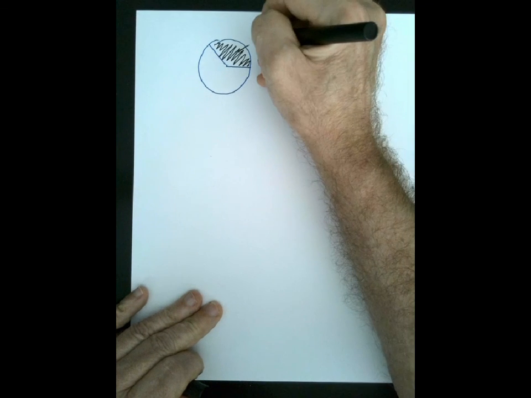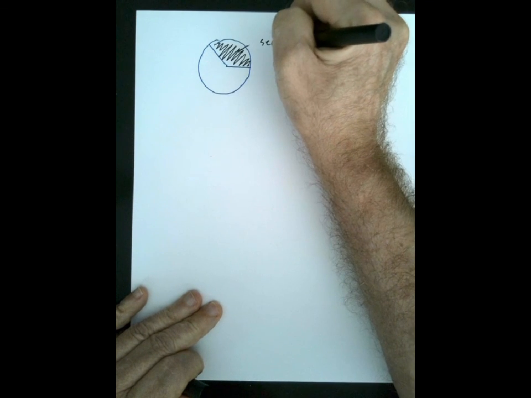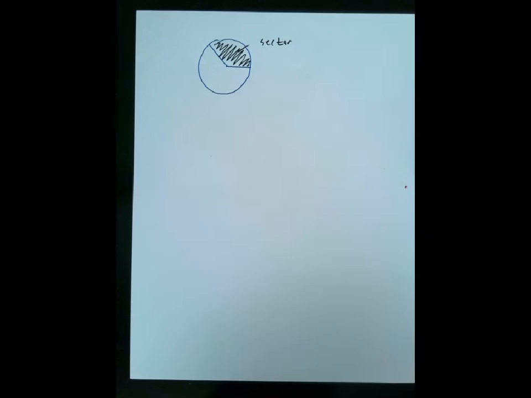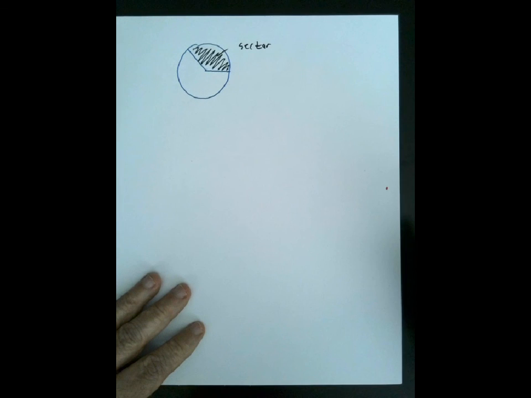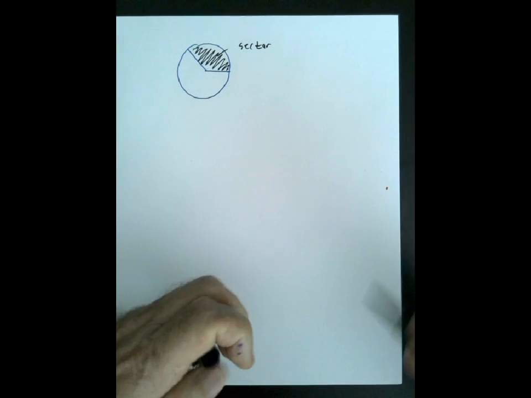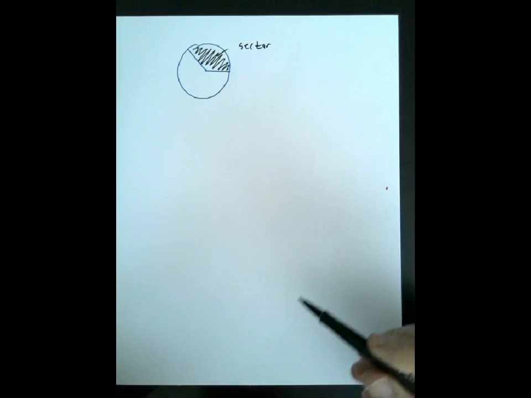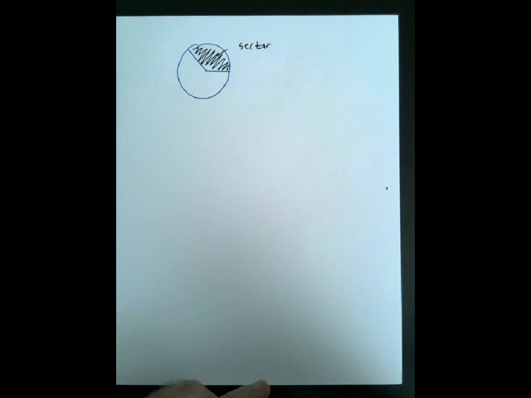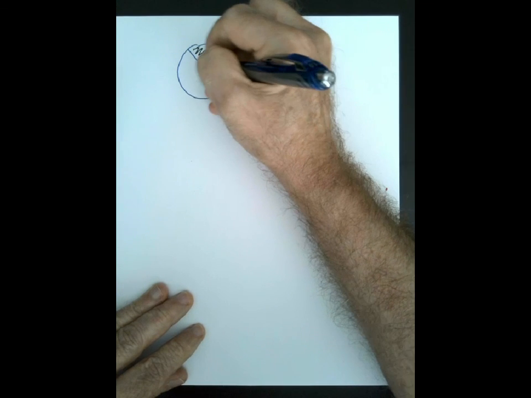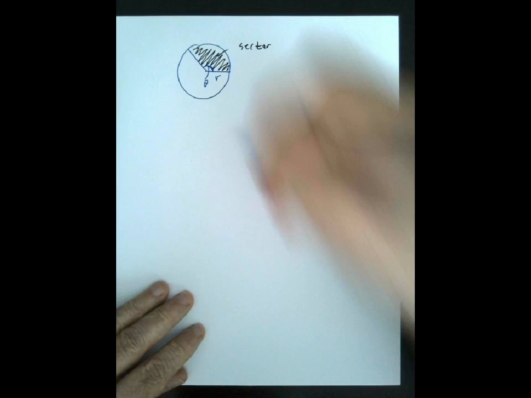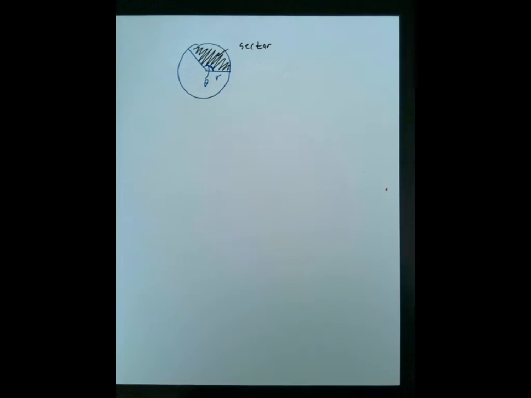That's called a sector. And using the same kind of logic that we use to figure out the formulas for calculating the arc length, we can calculate the sector area, the area of that piece. All we need to know is the radius, and theta, the angle inside the sector.